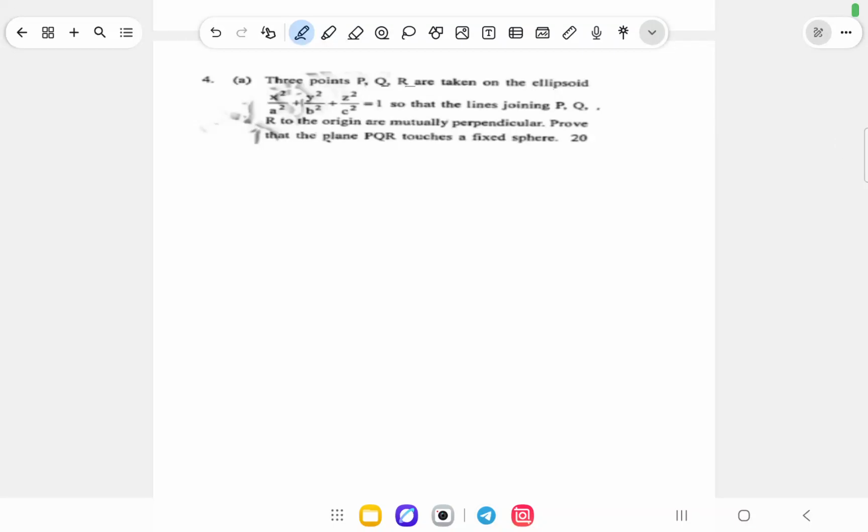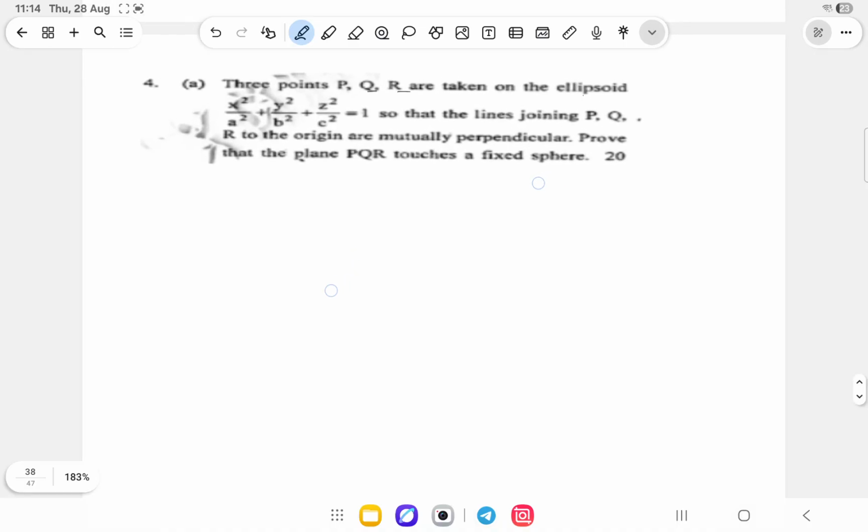So let us discuss the remaining questions of conicoids, and in that specifically ellipsoid. There are only 3-4 questions left, and let's discuss them today to wrap this topic. The question number 1 says that there are 3 points P, Q and R which are taken on this ellipsoid.